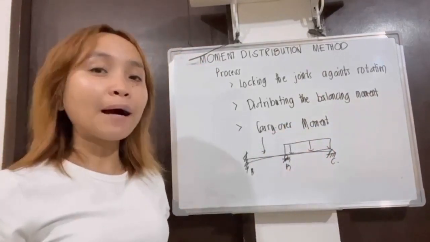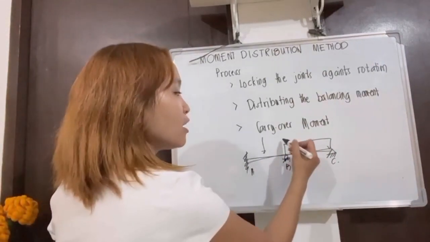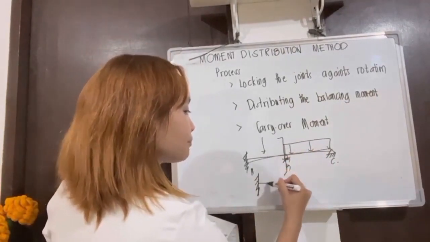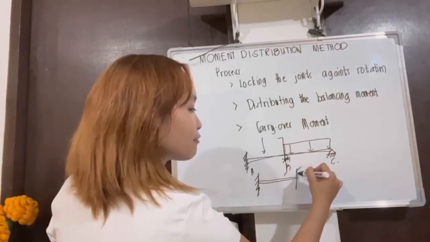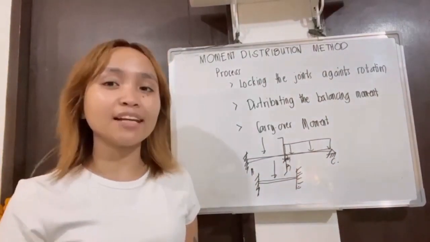So, ang imong pagbuhaton ana is imong i-lock ang joint. So, from A to B, from here, imo na siyang i-lock. So, ang mahitabo ana is ma-fix na siya, then ma-fix na po na siya sa gilid niya. So, it means, wala na siya ma-lock na iyang rotation.